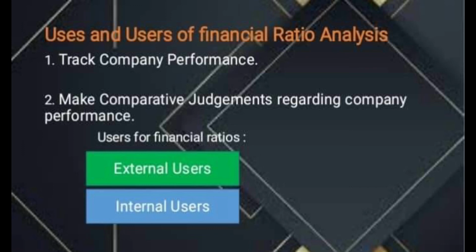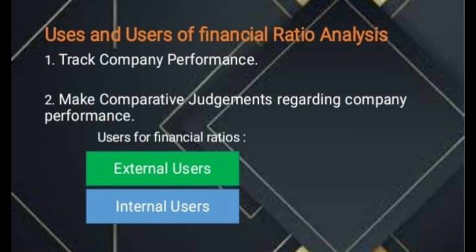Number 2, make comparative judgments regarding company performance. Comparing financial ratios with those of major competitors is done to identify whether a company is performing better or worse than the industry average. For example, comparing the return on assets between companies helps an analyst or investor to determine which company is making the most efficient use of its assets.